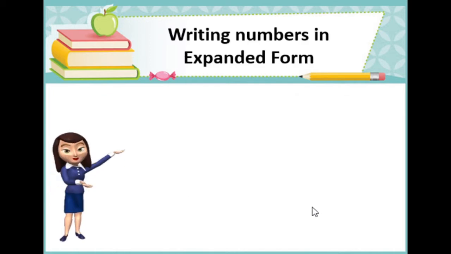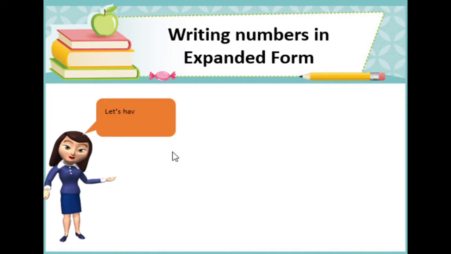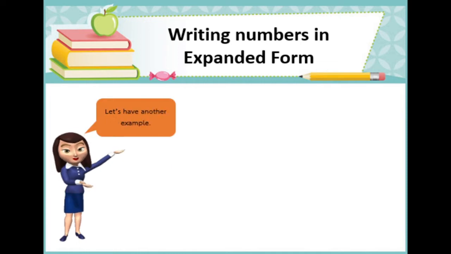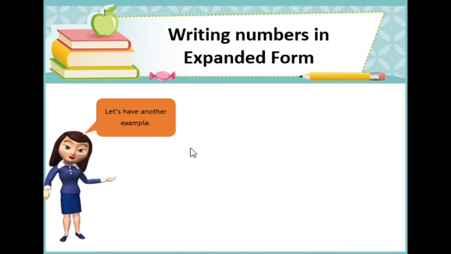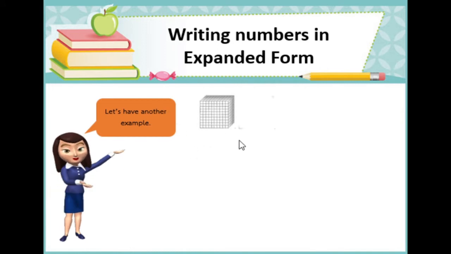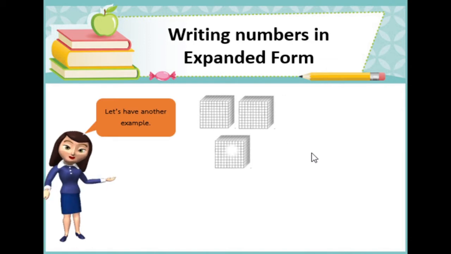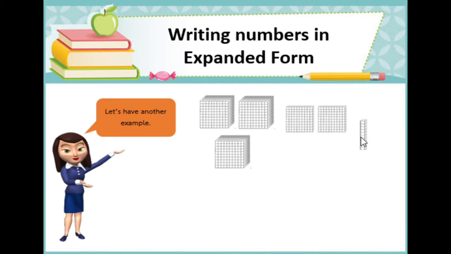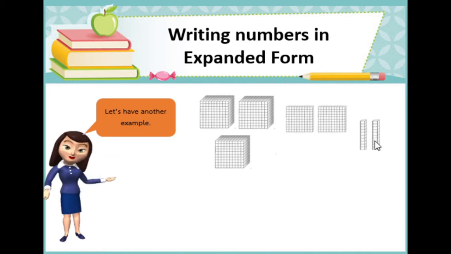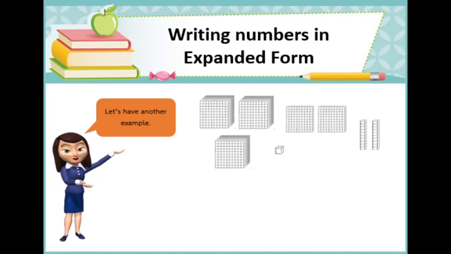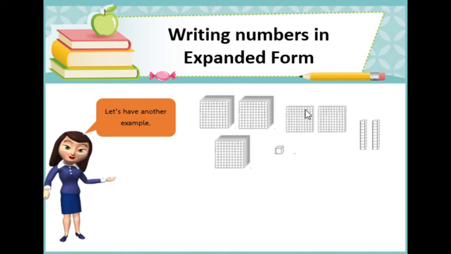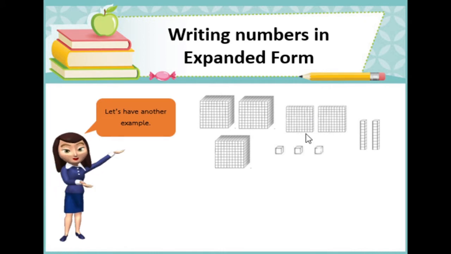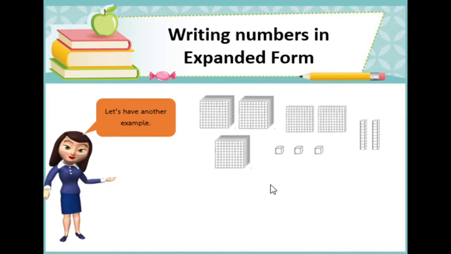If you know how to find the place value of each digit, it's easy for you to write the numbers in their expanded form. Example: 1 flat, 2 flats, 1 tens, 2 tens, 1 small cube, 2 small cubes, 3 small cubes. We have 3, 2, 2, and 3.